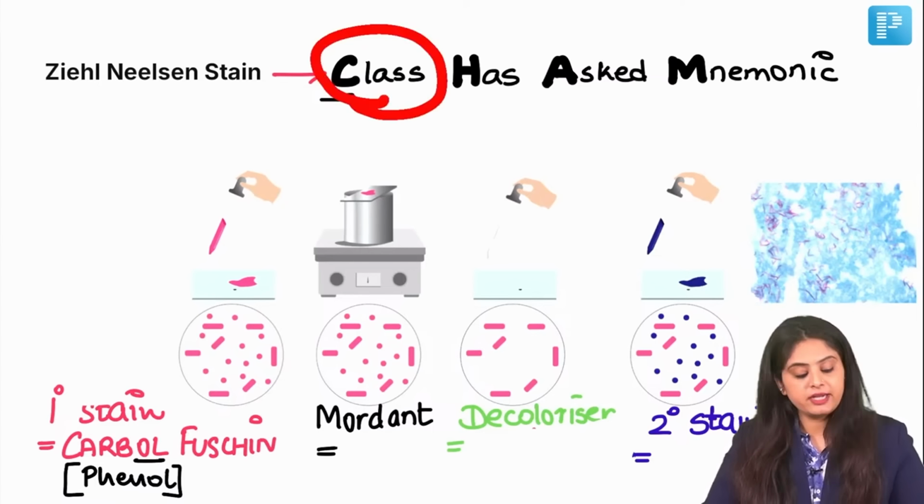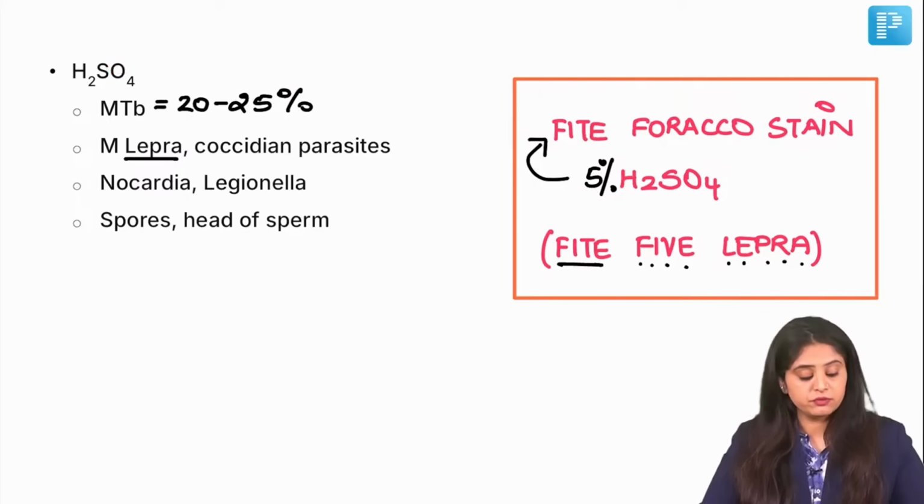Now what will this be known as? This will be known as the fite-faraco stain. 5, fite-faraco stain, 5% H2SO4. Same है, it is the same Zn stain, बस नाम change कर दिया because I used 5% H2SO4.